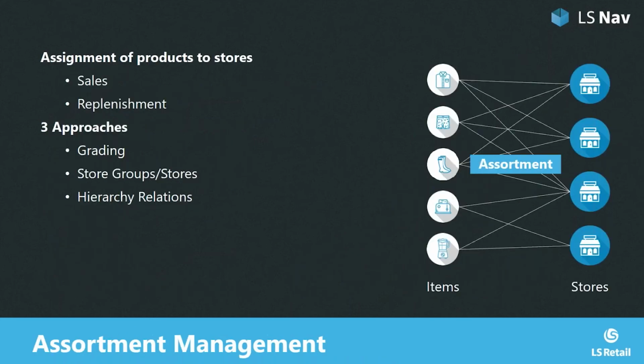Assortment management. This is to assign products to stores for sales or replenishment. We have 3 approaches: grading, store groups or stores, and hierarchy relations. Here I have a sample of a retail hierarchy being used for items and a retail hierarchy also being used for stores. And now the assortment management takes these 2 hierarchies and creates a relationship between them.